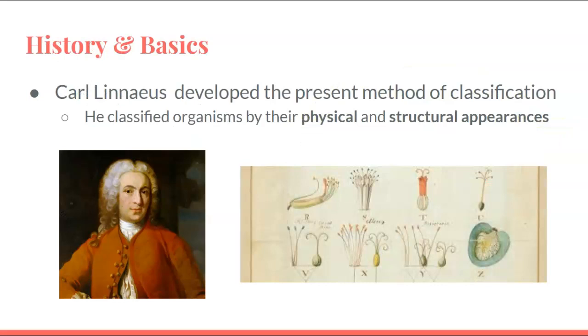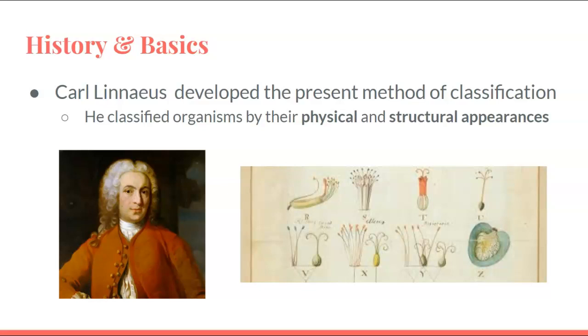So who can you thank for having to learn all of this? You can thank Carl Linnaeus. Carl Linnaeus is this guy, this old dude right here. He developed the present method of classification. Of course, there have been changes, there have been tweaks over the years to make it a little bit more accurate and a better way to classify organisms as we have discovered more since his time. He specifically classified organisms by their physical and structural appearances, so how they look.